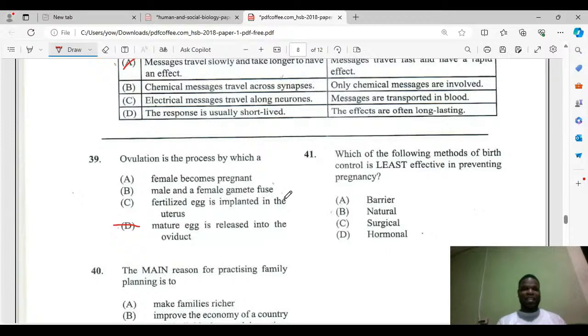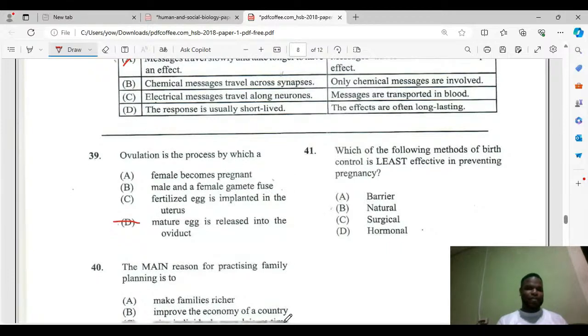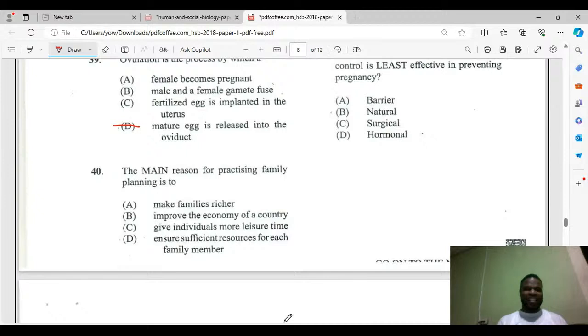Moving on, the main reason for practicing family planning. The main reason for practicing family planning is to do what? Why do people do family planning? To make the family richer, to improve the economy of a country, to get individuals more leisure time, or to ensure sufficient resources for each family member. That would be D.